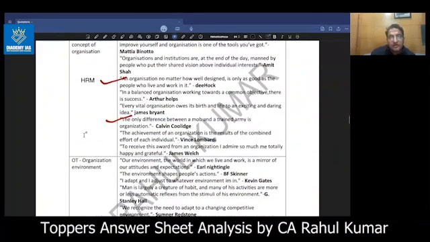Then this is also a good one. The achievement of an organization is the result of combined effort of each individual. This is also a good one, which we can use wherever we can use it. The achievement of an organization is the result of combined effort of each individual.